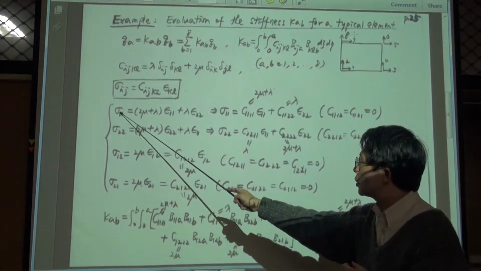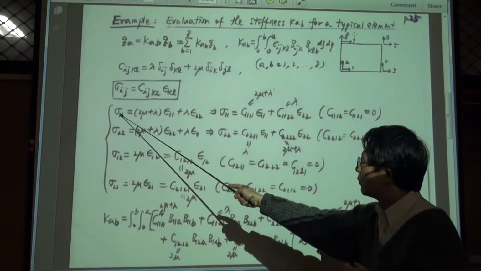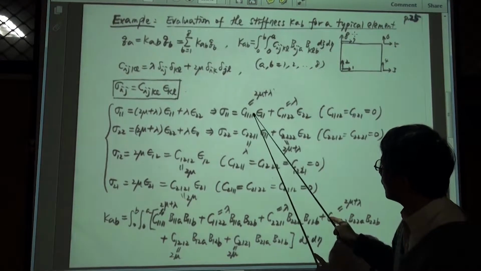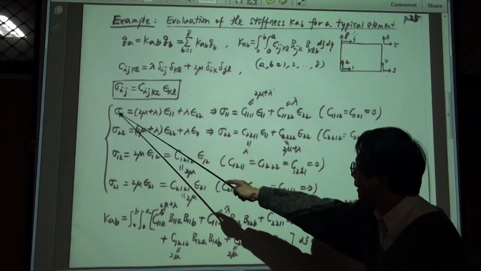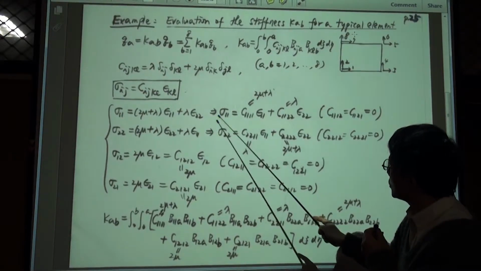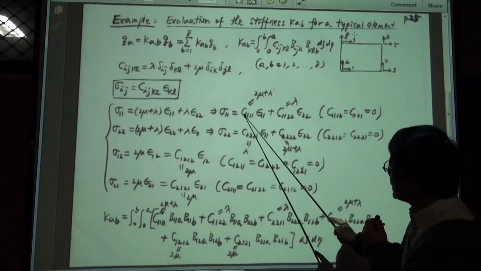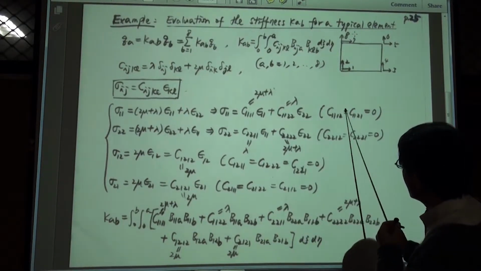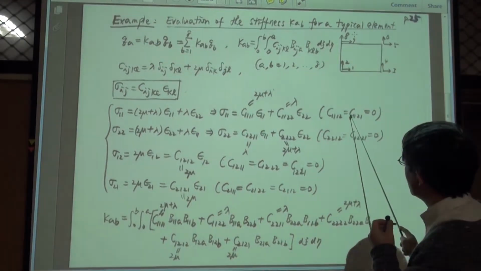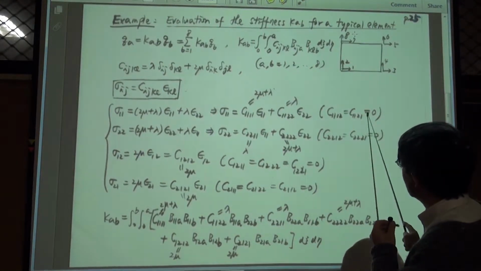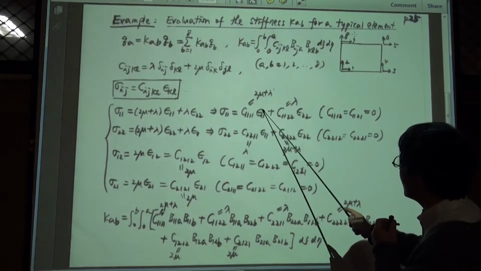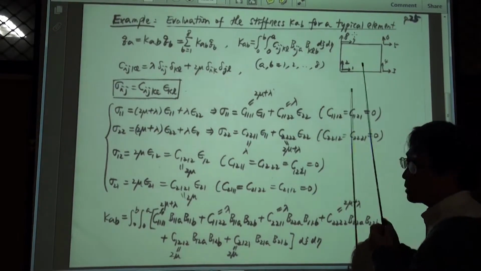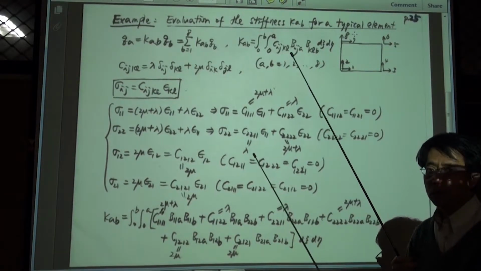Why? Because the stress-strain relation is simple. So sigma 11 is related to epsilon 11 and epsilon 22 only. So only C1111 and C1122 are not equal to 0. For the shear components, C1112 and C1121 equal 0, because we don't have epsilon 12 or epsilon 21 here. So these two material constants are equal to 0.